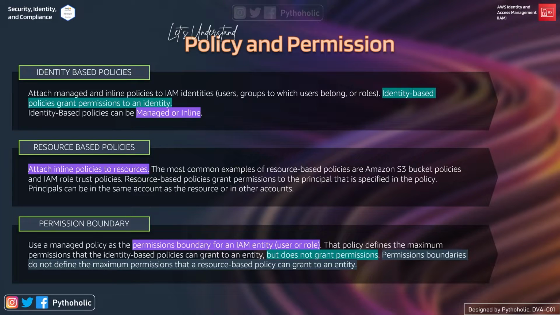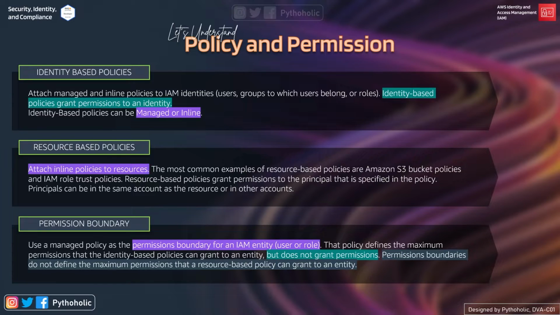And the next one that we have here is resource-based policies. As the name suggests, resource-based policies are attached to a resource. Let's suppose you want a user to have access to perform operations on an S3 bucket. What we can do is create a resource-based policy at S3 to grant permissions. And even though the user doesn't have an identity-based policy, that user or principal will still have permissions to work on that bucket because it has a resource-based policy attached for that particular principal or user.